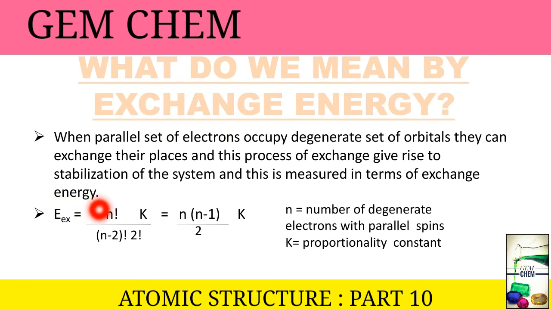This can be calculated using this formula: n factorial into k, where k is a proportionality constant, divided by n minus 2 factorial into 2 factorial. Now if we simplify this, we get n into n minus 1, multiplied by k, divided by 2, and here n is the number of degenerate electrons with parallel spins. Now we will calculate for each of the configurations for d orbitals.